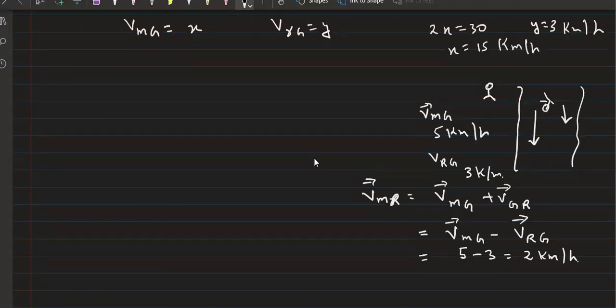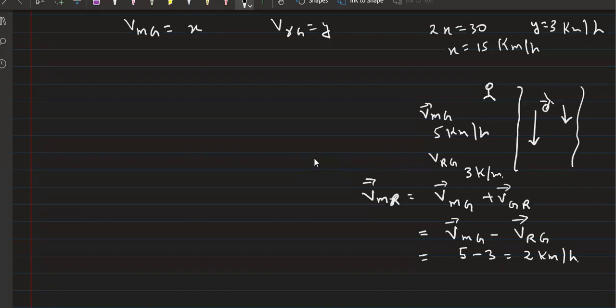Prahlad, what is the meaning of velocity of ground with respect to river? Will ground move with respect to river? If I'm saying 3 km per hour, is it the velocity of river with respect to ground or ground with respect to river? River with respect to ground, right?